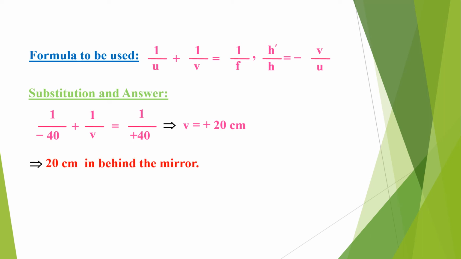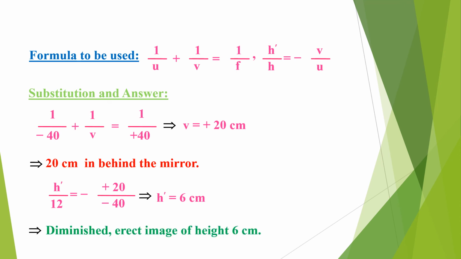This implies plus 20 indicates the image is formed behind the mirror, and it is a virtual image. So h dash by h, that is 12, is equal to minus of plus 20 divided by minus 40. That should be equal to height of the image, 6 centimeter, which is less in comparison with the object. That's why it is a diminished image, and because of the plus sign it is virtual and erect. So a diminished erect image of height 6 centimeter is formed.